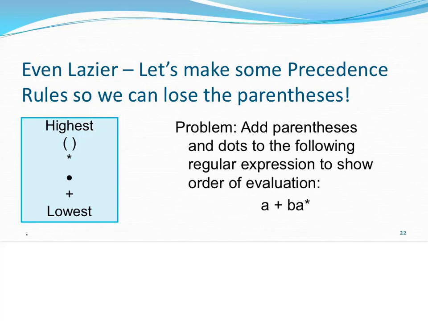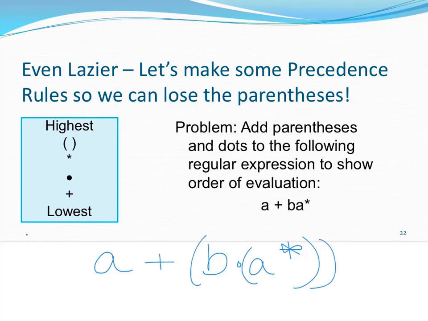So here's kind of the reverse question. I said add parentheses and dots to the following regular expression to show order of evaluation. Let me just write it out a little bit bigger. So we've got A plus, and I know that there's going to be dots in there, B dot A star. If we look at this, star has the tightest binding. So this A is going to get starred. That A star is going to happen before anything else. And then dot happens, and finally, we would evaluate the plus.